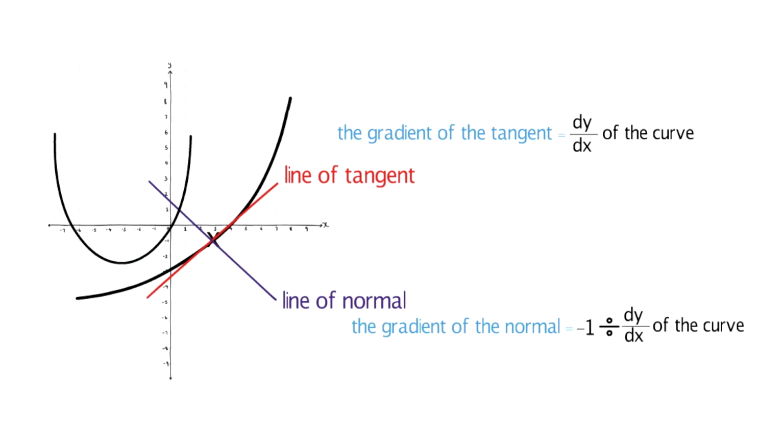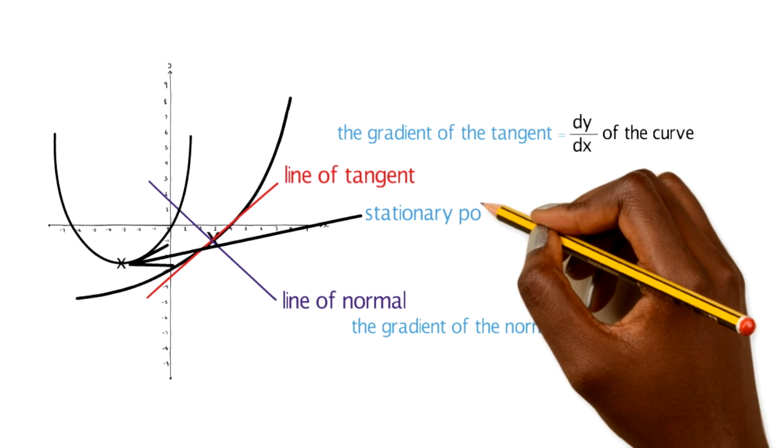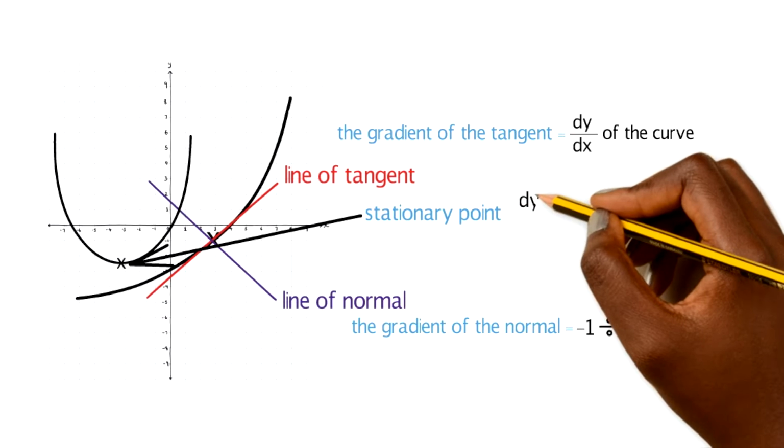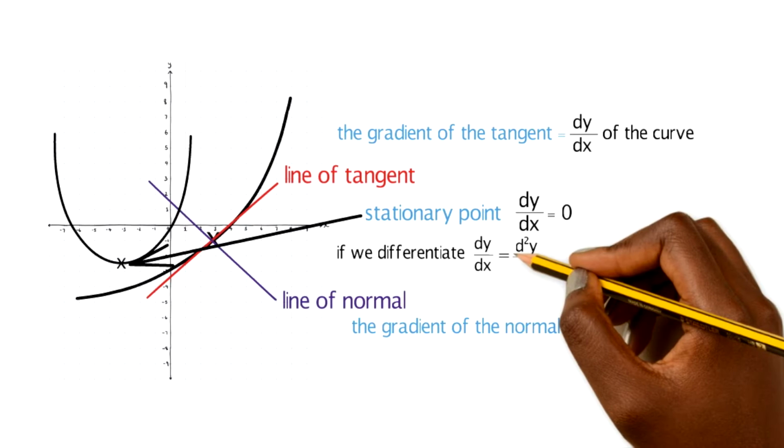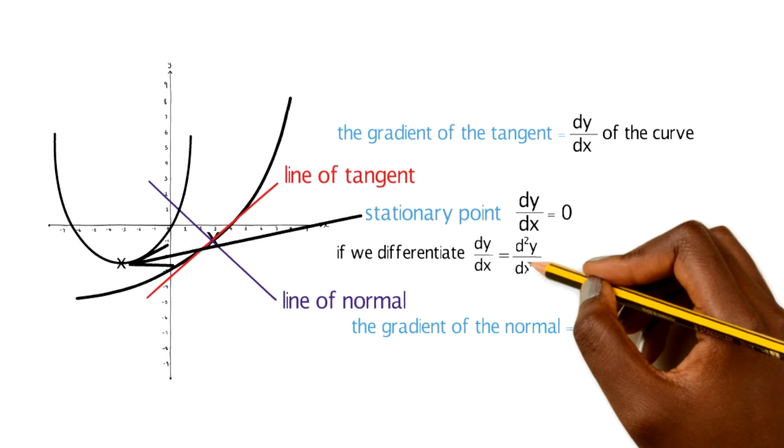So if we've got a curve and the bottom part of that curve, the part where it eventually curves over, we call that our stationary point, because it's not really on the actual curve, it's just the stationary point. So our stationary point is when dy by dx is equal to 0. If we differentiate our dy by dx, we end up with a term known as d2y over dx squared. So this is how we write it out.